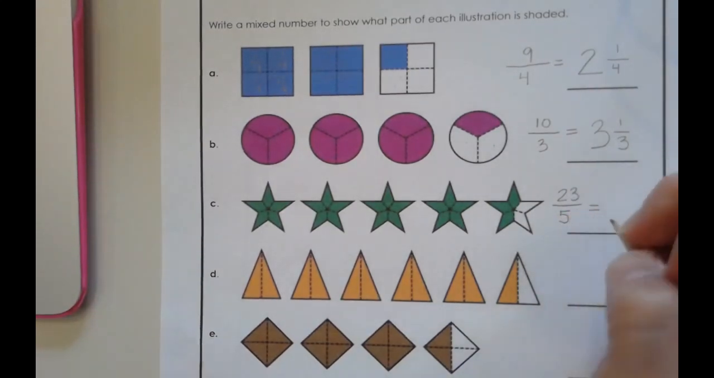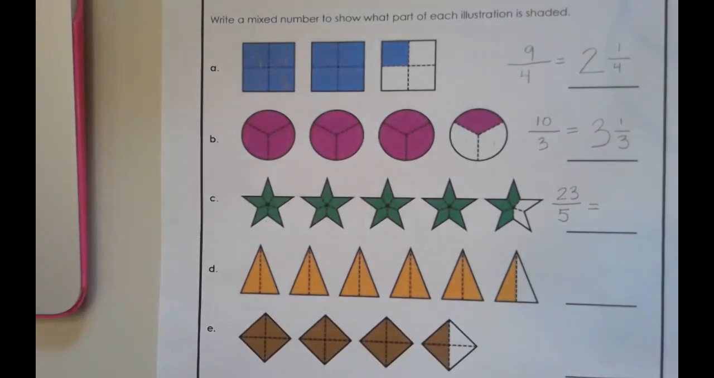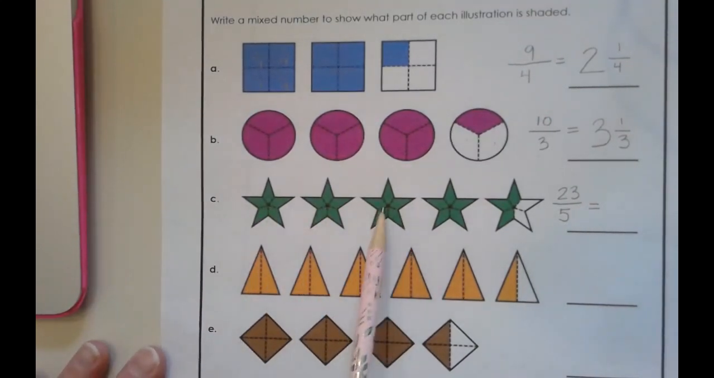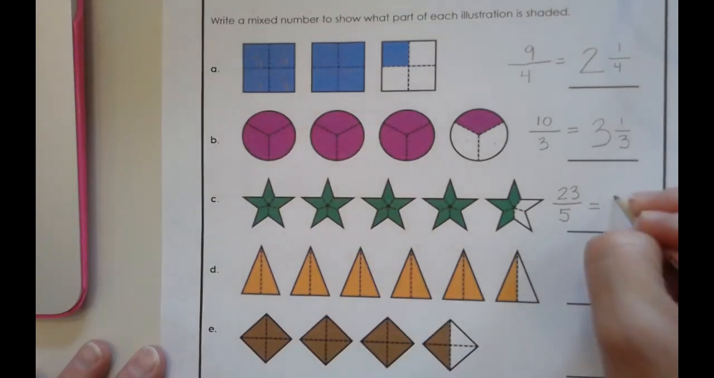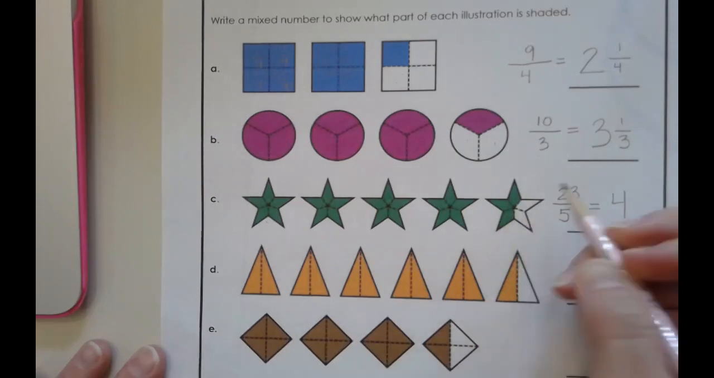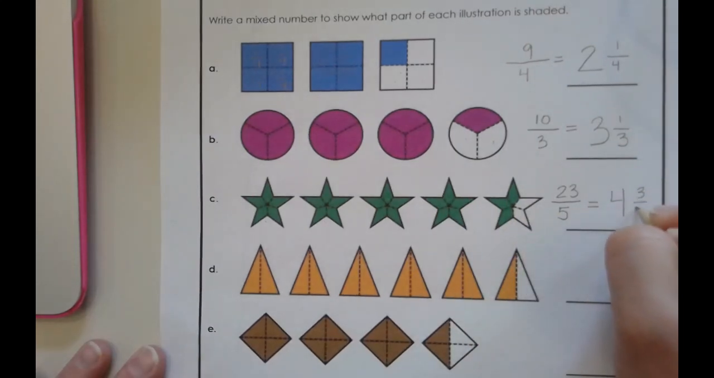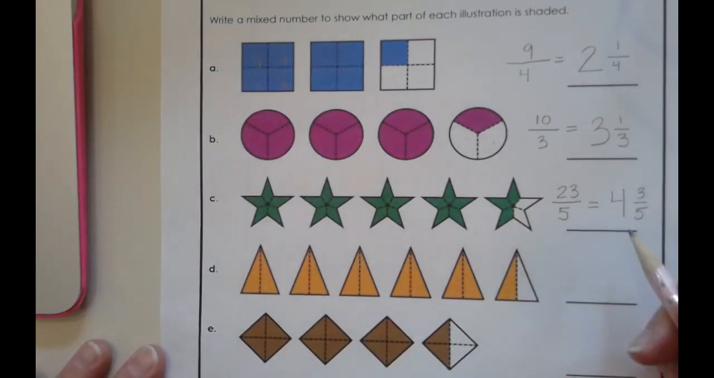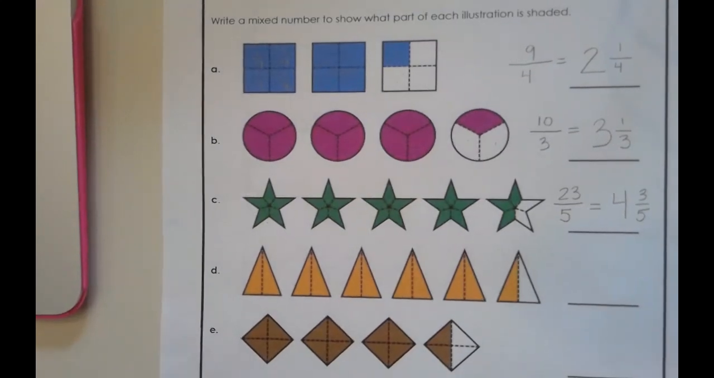Hopefully you represented that also as a mixed number. Let's take a look. Let's see how many wholes we have. 1, 2, 3, 4. 4 wholes. And then I have 1, 2, 3, 3 fifths of another whole. So 4 and 3 fifths I have.